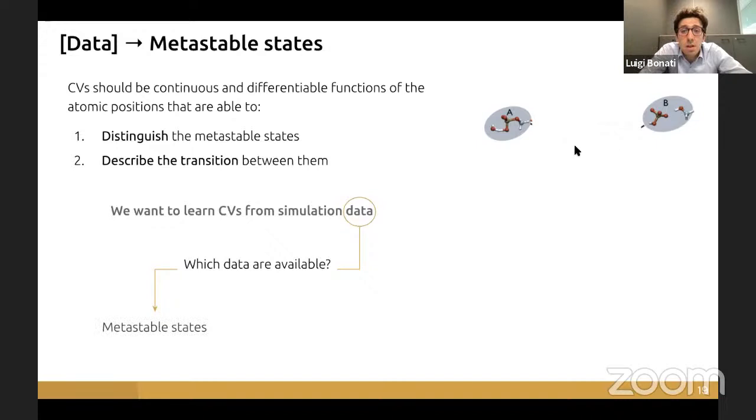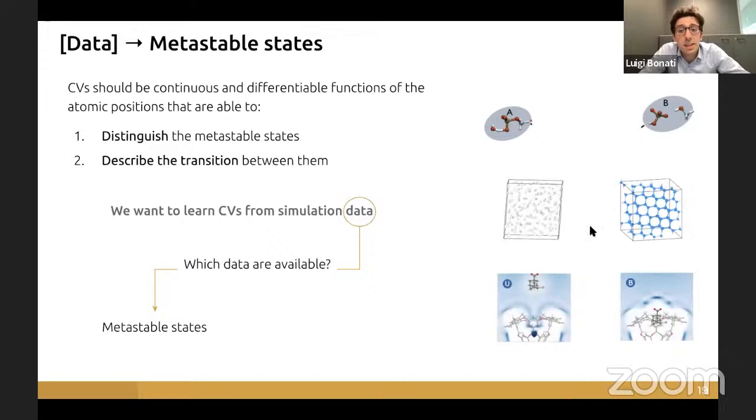This is a situation that occurs often in practice. They could be, let's say, the reactant and the product state of a chemical reaction, or the liquid and the solid phase, or the unbound pose of a ligand in a drug design problem, or the unfolded protein and the folded configuration from a crystallographic experiment, and so on. So the question is, given this kind of data, which is what we have at the beginning when we want to study a new system, what can we do to design approximate CVs? Well, a simple, but actually the only thing we can do is to design the CVs so as to discriminate between the states.